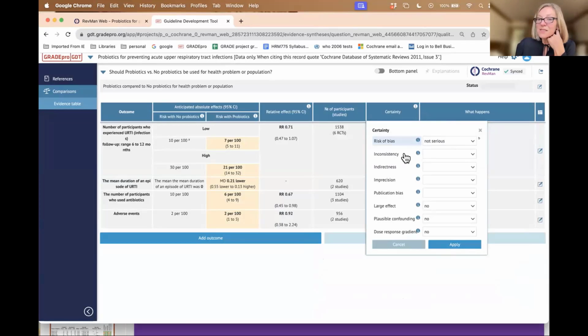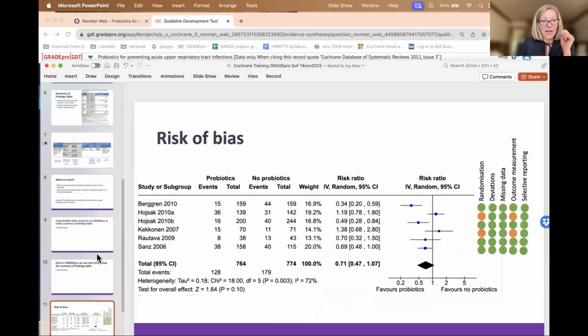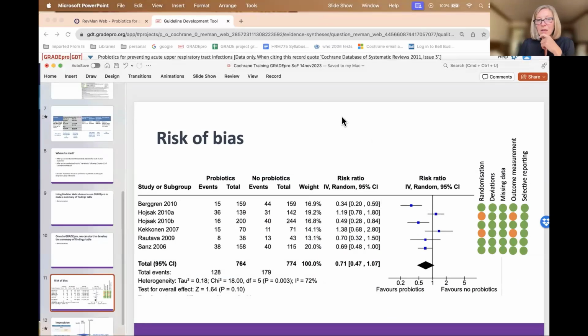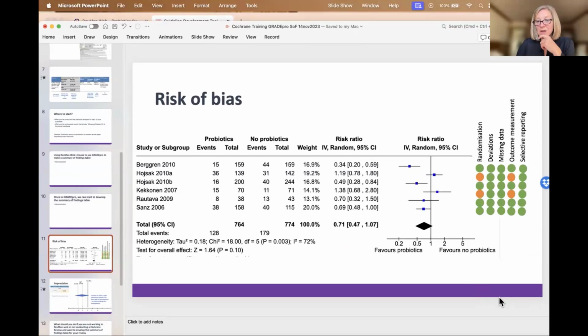I'll move on to inconsistency, and we'll go back to the slide and have a look at that forest plot. I'm hoping people can see that okay. If we were to look at inconsistency very briefly, just eyeballing this, there looks like there might be some inconsistency around the pooled analysis that we did. We'll also see from our statistical analysis of heterogeneity that there are some indications of heterogeneity across these studies.